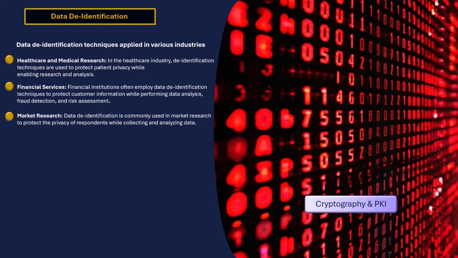Another important use of de-identification is in government and public sectors. Government agencies often deal with large data sets containing sensitive information. Data de-identification techniques are employed to protect privacy while sharing data with researchers, conducting statistical analysis, or performing policy evaluations. This allows for data-driven decision-making while still safeguarding individual privacy.